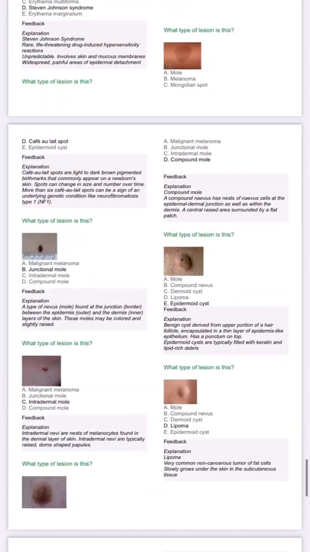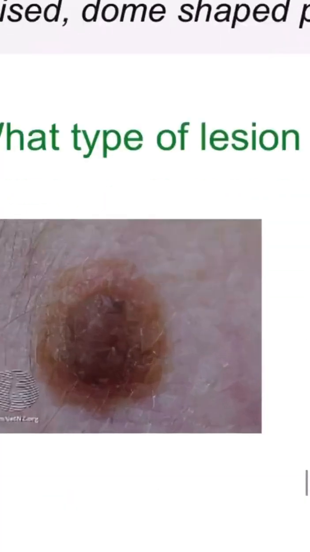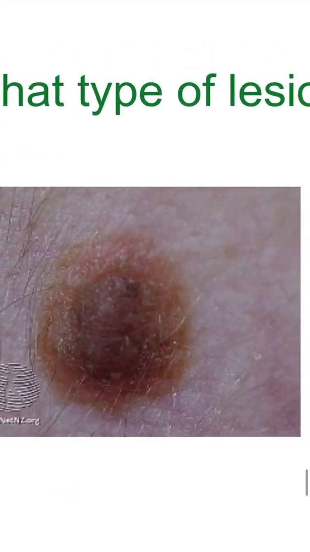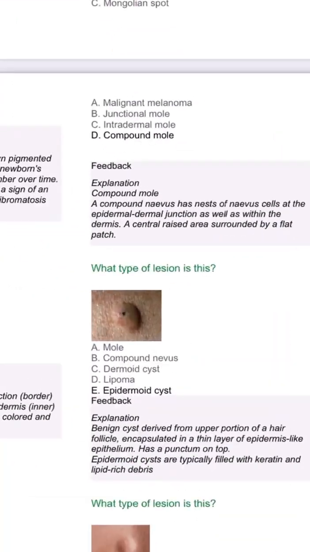This is a two-colored lesion. So this is a compound mole. Compound nevus has nests of nevus cells at the epidermal and dermal junction as well as within the dermis. A central raised area surrounded by a flat patch. So compound nevus, compound mole.